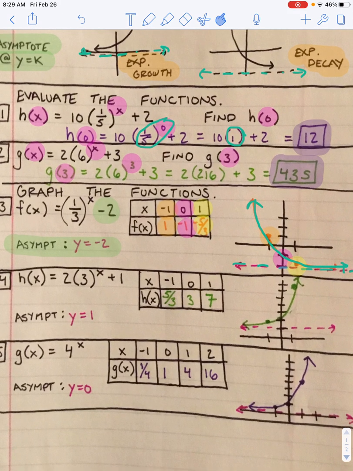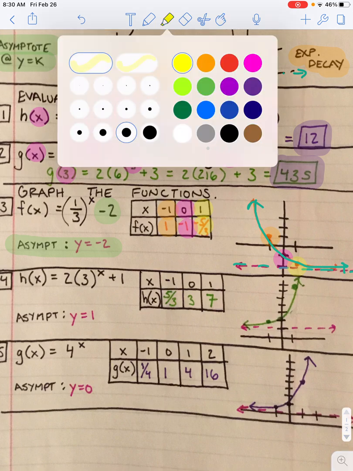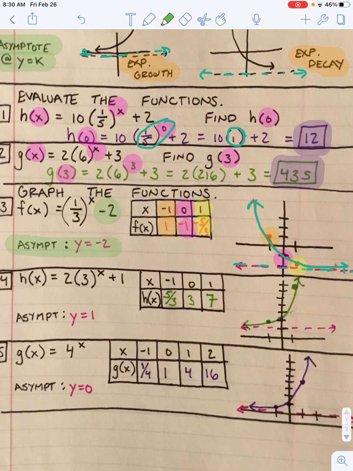For our next problem here, we have h of x is equal to 2 times 3 raised to the x plus 1. So again, I like to start with my asymptote. What am I adding on the end? 1. So I know I have a horizontal asymptote at y equals 1. So over here on my graph, here's where y is 1. Make your horizontal dashed line. Your graph can never touch. Okay, we're going to be plugging in negative 1, 0, and 1 again. So 2 times 3 to the negative 1 plus 1.